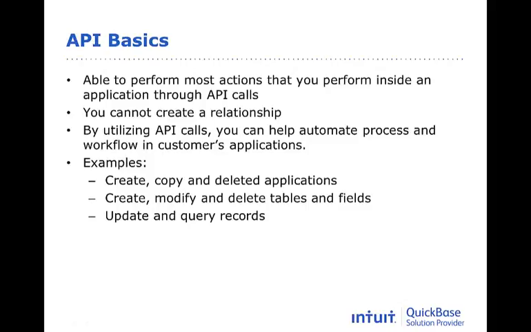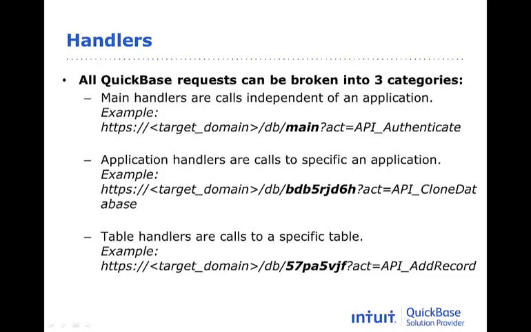Most actions you perform inside of a QuickBase application can be performed using an API call. There are some exceptions. For example, a relationship cannot be created through the API. By utilizing API calls, you can help automate process and workflow in customers' applications. The following are a few examples of what is possible. You can create, copy, and delete applications, create, modify, and delete tables and fields, and add, update, delete, and query table records.